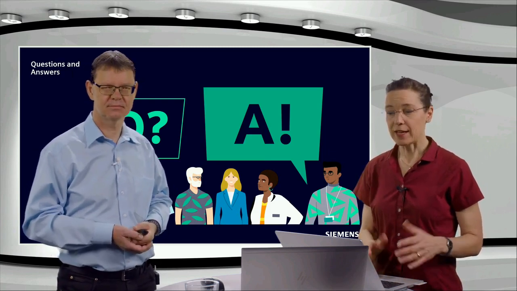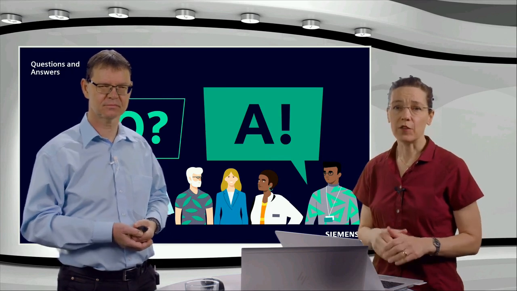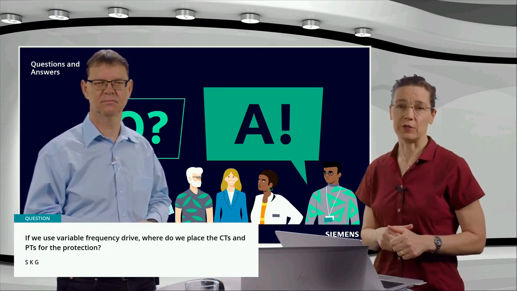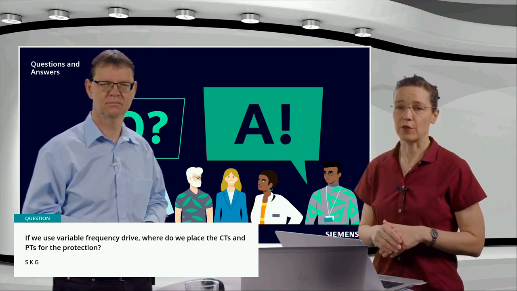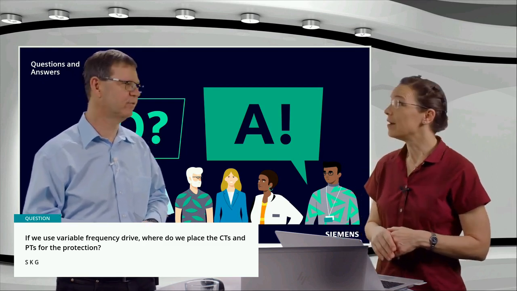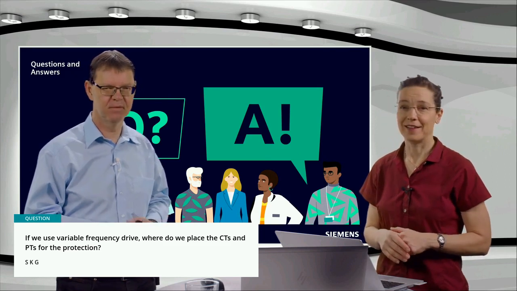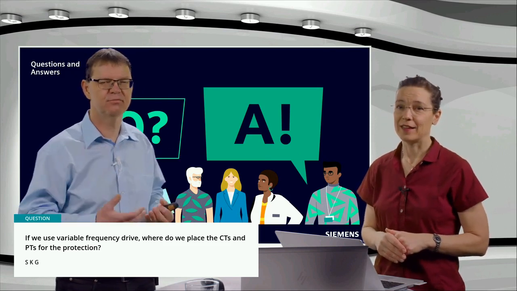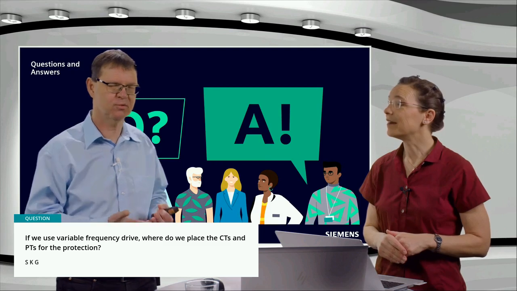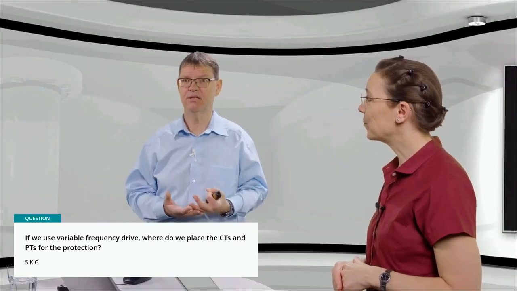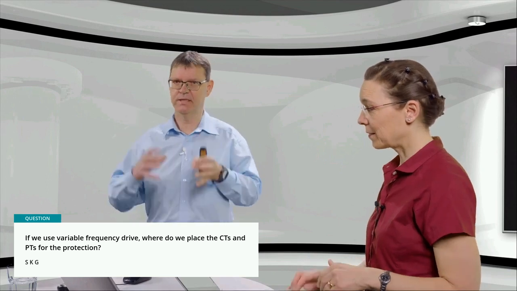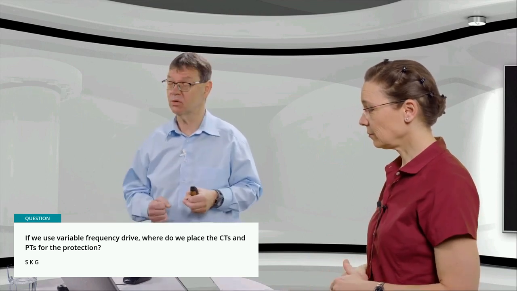If we use a variable frequency drive, where do we place the CTs and the PTs for the protection? Directly at the motor, because all the thermal stuff we have with the motor and also the overcurrent protection, if this is not done already in the frequency drive, then we place the protection device directly at the motor.